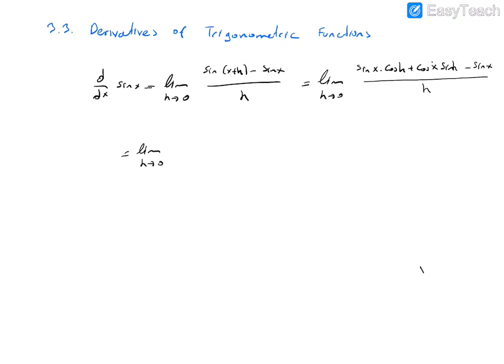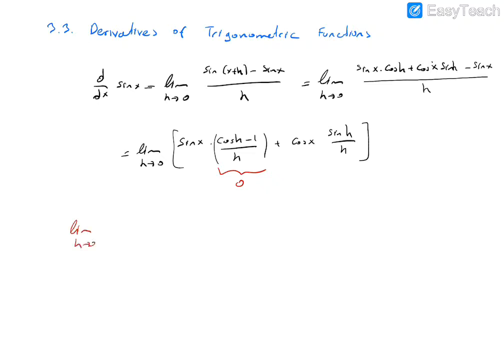If you take sine x as a common factor, you get sine x times (cosine h minus 1) over h, which is one part, plus cosine x times sine h over h. In the lecture, I showed that when h goes to 0, this first part goes to 0. Maybe I can quickly explain.